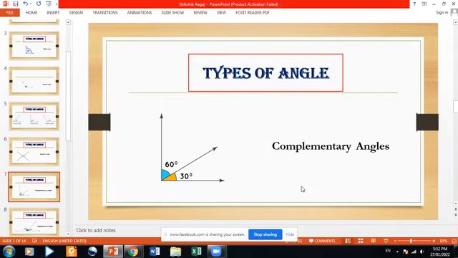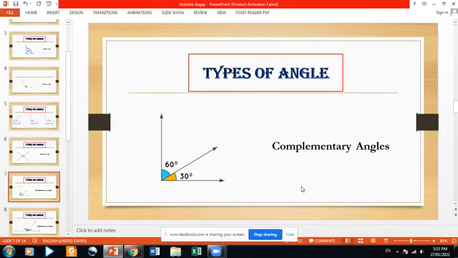If the sum of given angles is 90 degrees, they are known as complementary angles. So, in competitive exams, there is a common question: always complementary angles are acute angles; complementary angles are always obtuse; complementary angles are right angles; and complementary angles are opposite angles.